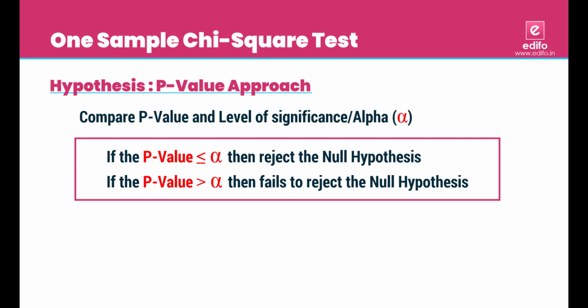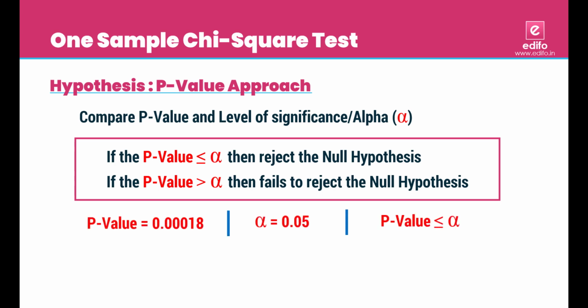Now we can check whether our p-value is greater or less compared to the level of significance. Here the p-value is 0.00018, alpha is 0.05, and the p-value here is less than alpha. So we reject the null hypothesis because our p-value is less than our level of significance. We can reject the null hypothesis. That means there is statistically strong evidence that there is an association between gender and brand preference.